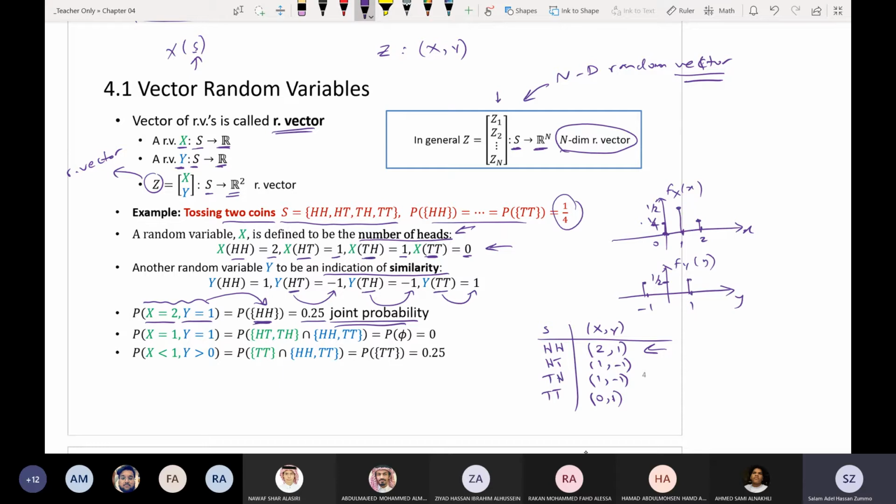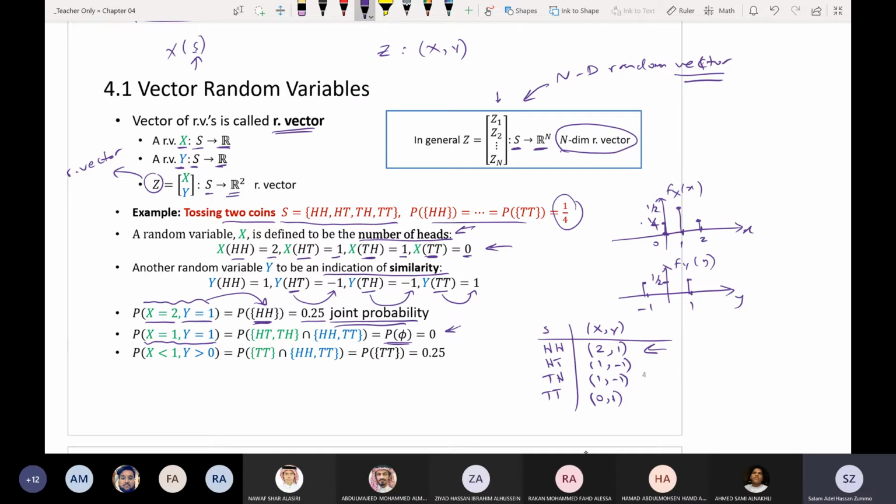Similarly, I can find the probability that X equals 1 and Y equals 1. That cannot happen; it will never happen. Why? Because X equals 1 means we have one head, which means the other is a tail, so Y cannot be 1, because Y equal to 1 means the two outcomes are similar, either both head or both tail. So this is equal to the probability of the empty set, which is 0.